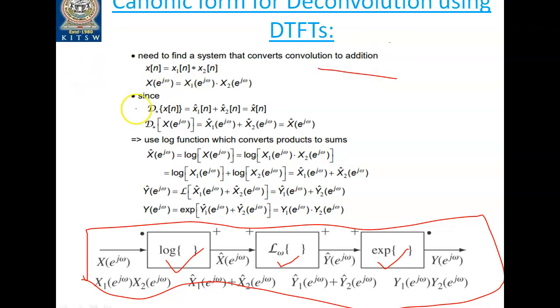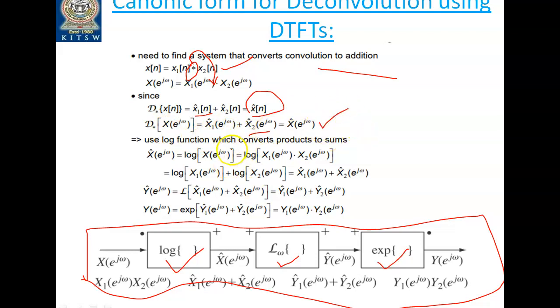We clearly mentioned that x of n equals x1 of n convolved with x2 of n, and if you want to convert that into another domain like the frequency domain, this convolution becomes multiplication. Since D star of x of n is a characteristic system that we have already seen in the last video, the convolution becomes addition. X cap of n is the output of this characteristic system. When you take the frequency domain representation, you have x1 cap of e power j omega plus x2 cap of e power j omega.